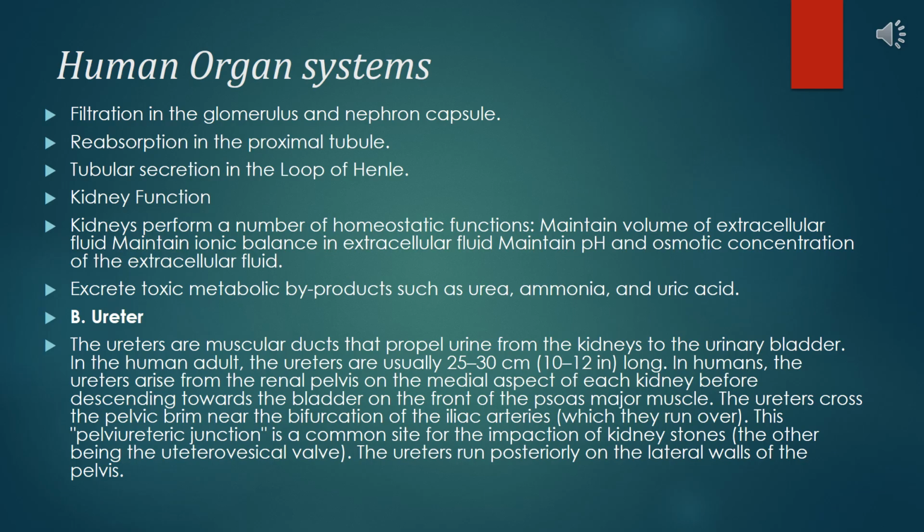The ureters cross the pelvic brim near the bifurcation of the iliac arteries, which they run over. This pelviureteric junction is a common site for the impaction of kidney stones, the other being the ureterovesical valve. The ureters run posteriorly on the lateral walls of the pelvis.